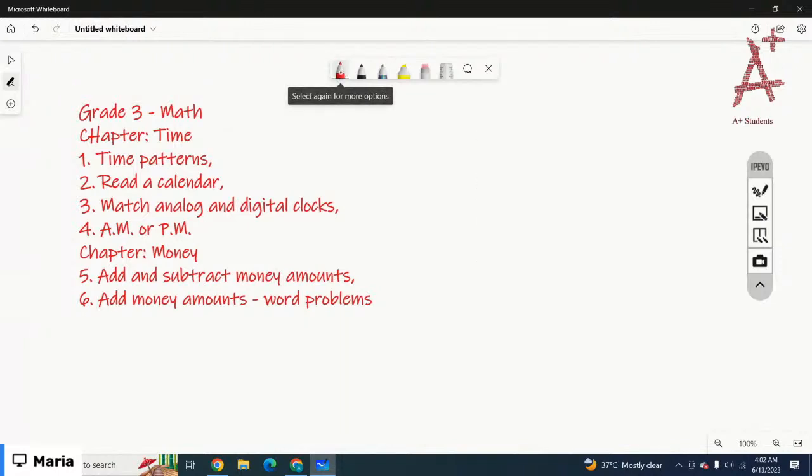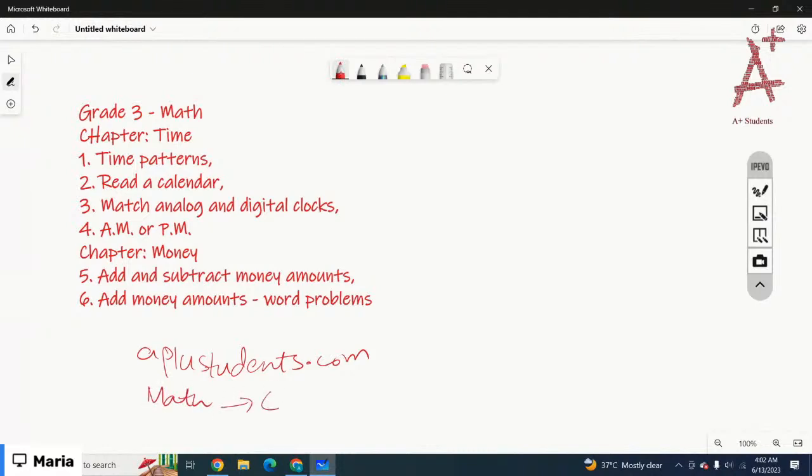So you can find all the lessons on aplusstudents.com. You have to log in there using your email address and password as provided by the administrator. Then you have to select math from the subject tab. Scroll down to grade 3 and then click on view all lessons. So there you can find a list of the chapters. We're going to start with the chapter time.